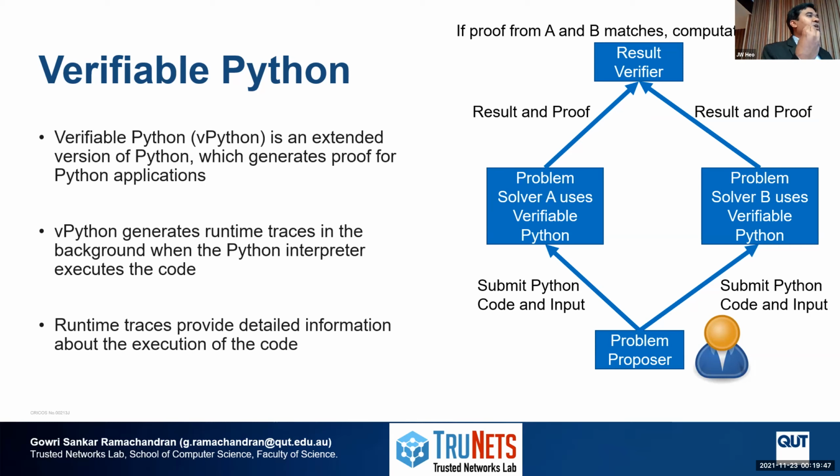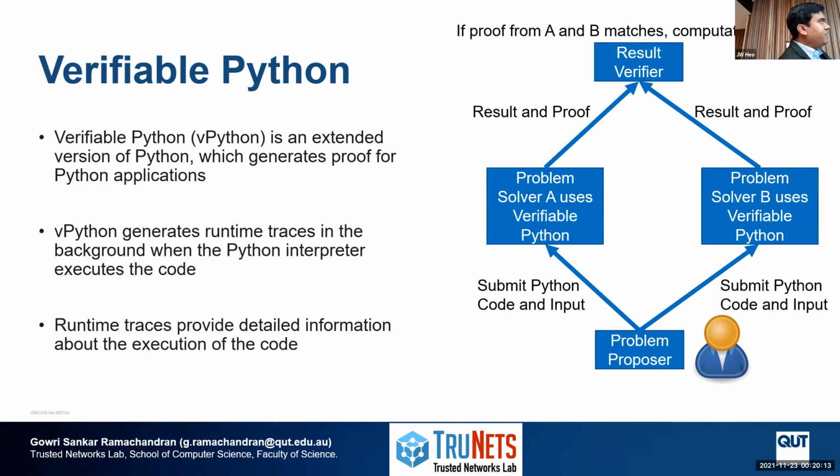Okay, this computer has actually executed the code and is providing some additional evidence. So on the right side, I have a scenario where you are a problem proposer, that you have a computation problem, and you're giving that problem to 2 solvers, that's solver A and solver B. And if they execute the code using Verifiable Python, they will produce not only the result, but also proof in the form of runtime trace.